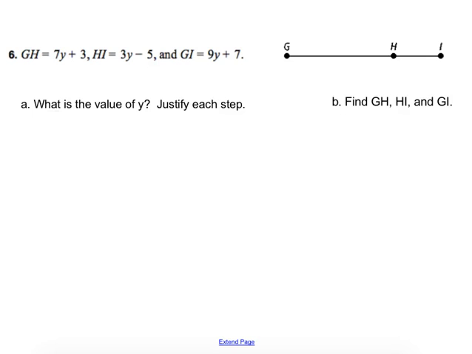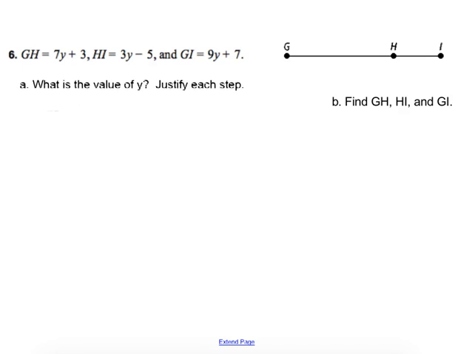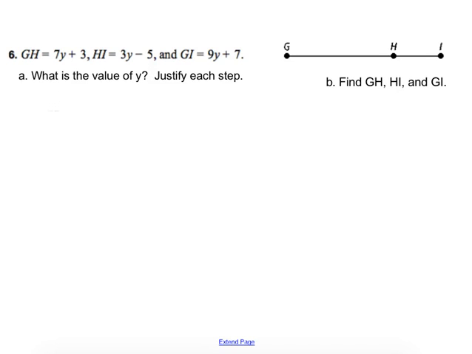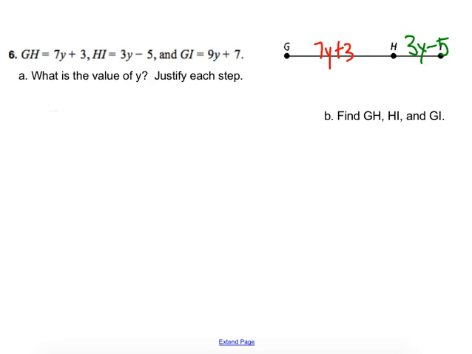All right, so number 6, it's giving us some information about our segment over there, and we want to find the value of y. Justify each step, and then find the measures. Okay, so let's label what we know. So we know that GH is 7y plus 3. And then we know that HI is 3y minus 5. And then the total is 9y plus 7. So what's the value of y? And then we have this word justify. Now we're going to do something you haven't done before. We're going to write a little proof.